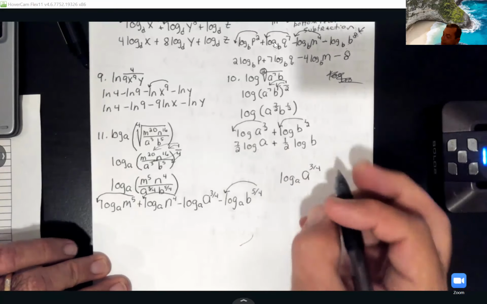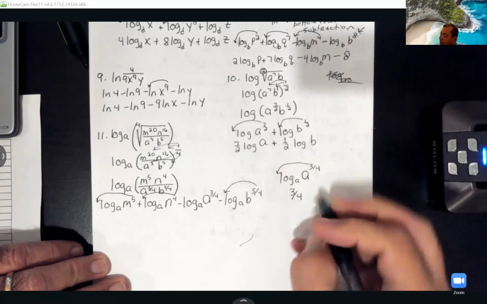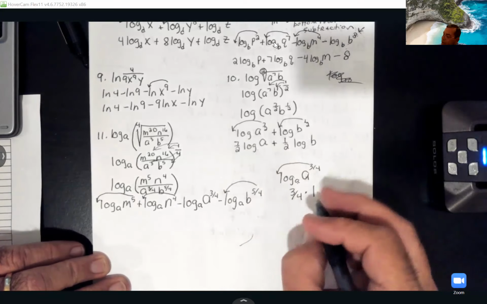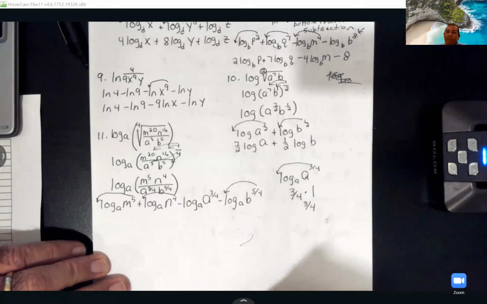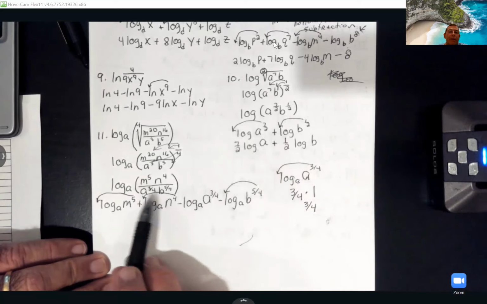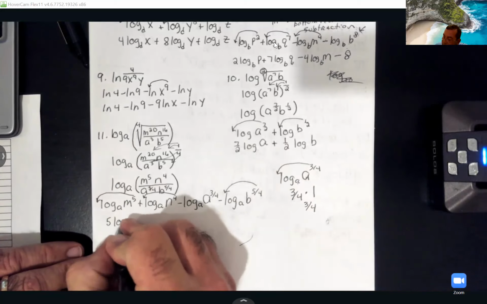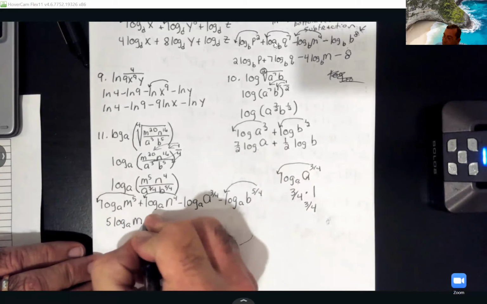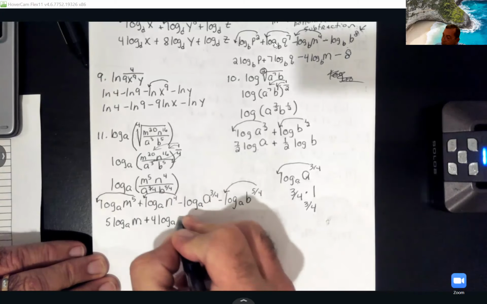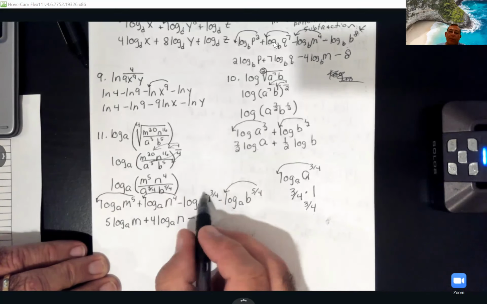So remember, log base A of A to the 3/4. I'm going to show you how that gets there. First, I'll bring that 3/4 down. But you got 3/4 times log base A of A, which is just a 1. So once again, this is just going to give me a 3/4. So that's what I'm going to replace this with right here. So I get what? A 5 log A of M plus, bringing that 4 down, I get a 4 log A of N minus, well, remember, this is just going to equal 3/4.